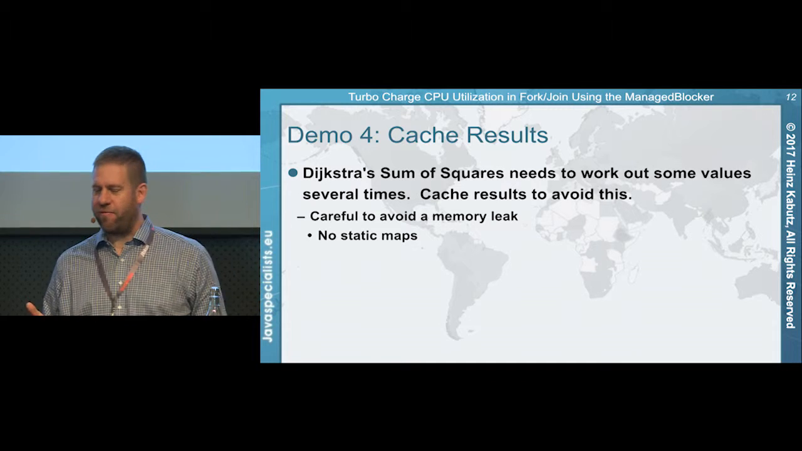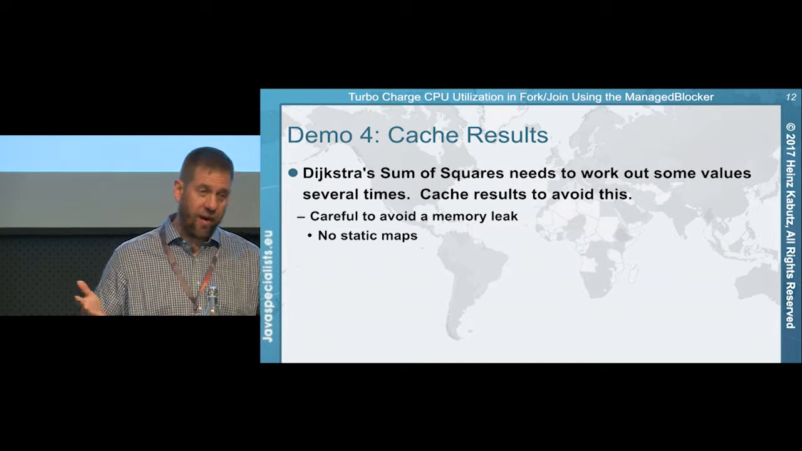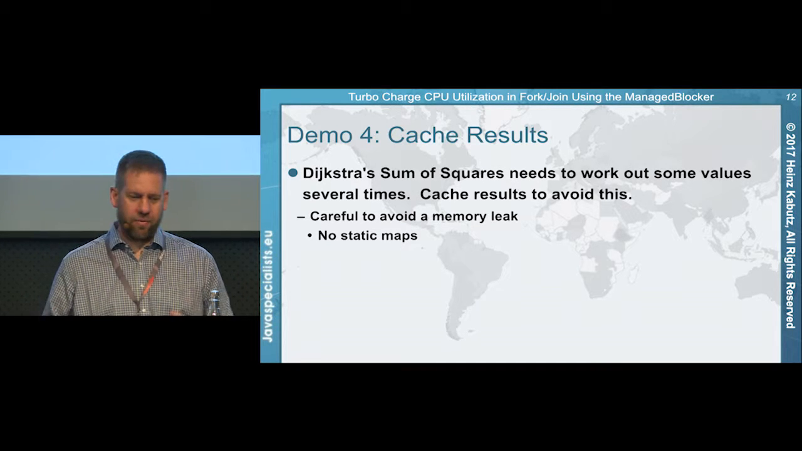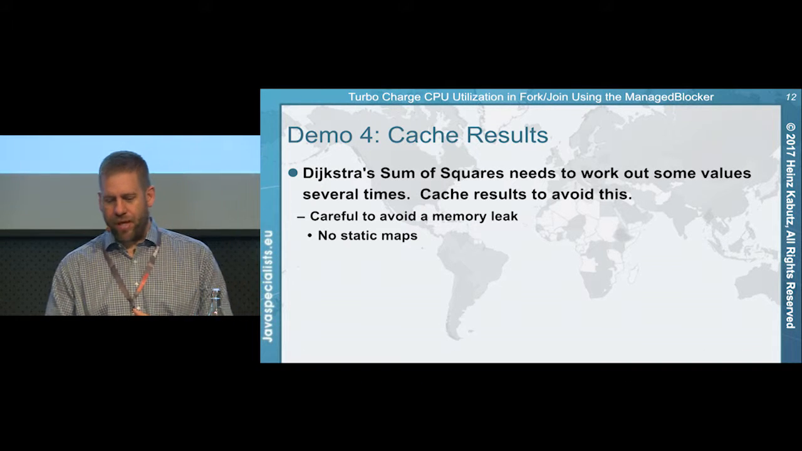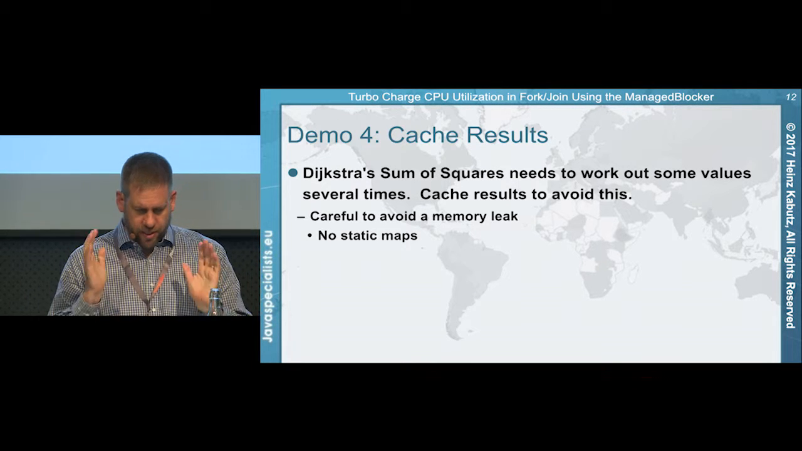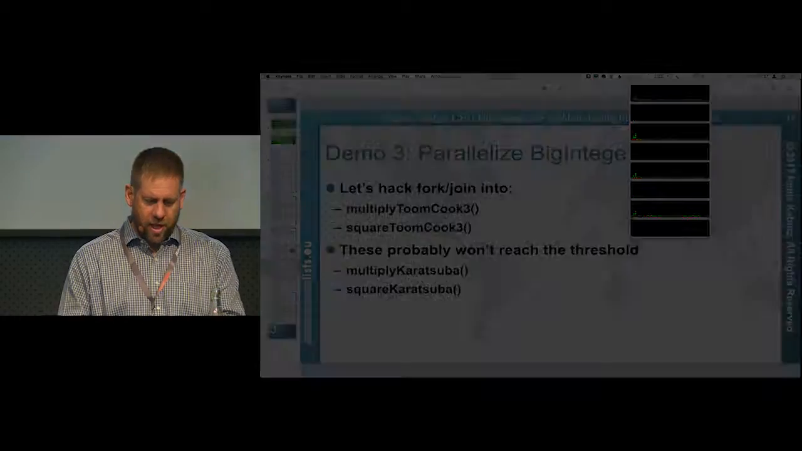Now, we might still run out of memory if we work with very large numbers, and you might still have to do something like soft references and stuff like that, which is not really ideal, but you don't want to store it inside a static field. That's the point here. So let's see how we can do this.